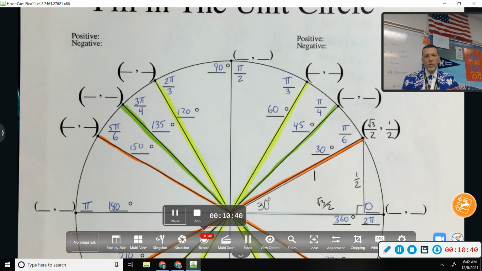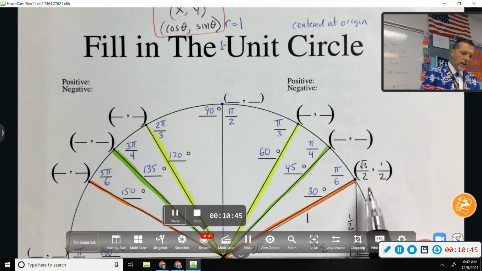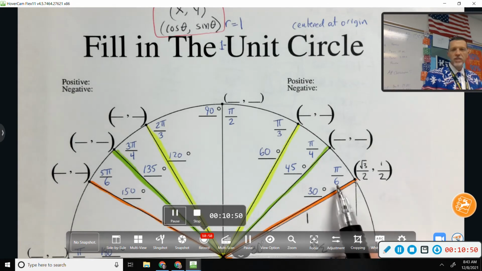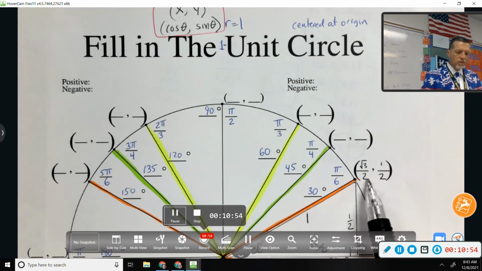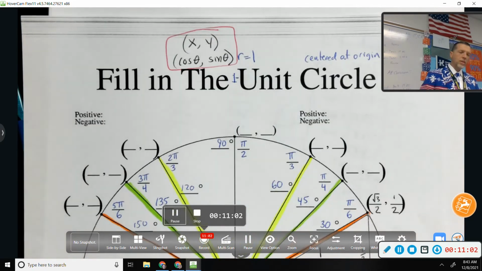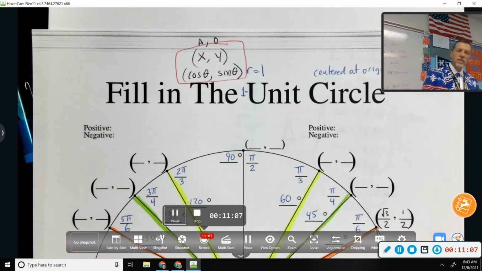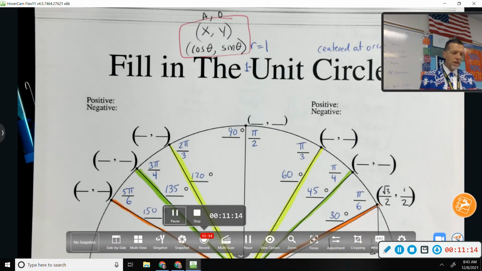Now, what we just discovered is that the cosine of 30 degrees, or the cosine of pi over 6, is root 3 over 2. Because cosine goes with x, sine goes with y. By the way, they're alphabetical, just kind of like adjacent and opposite. X comes before y, a comes before o, c comes before s. That's just a fluke that makes things a little easier to remember.